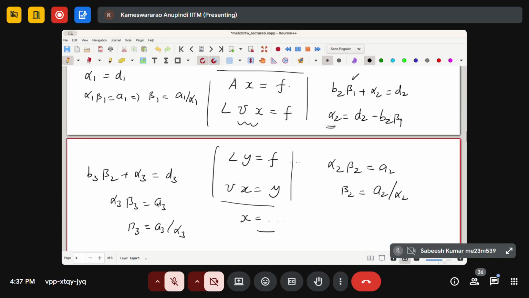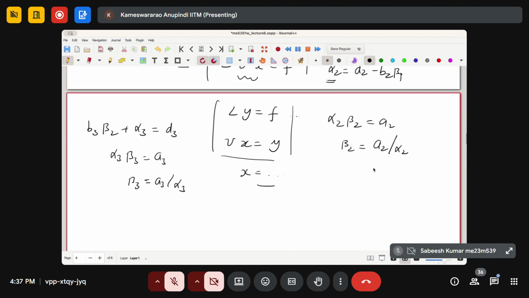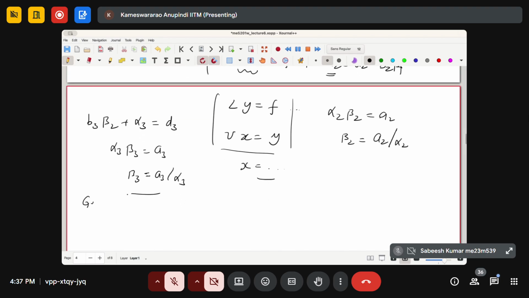That means I can start with alpha 1 equals D1. Then my beta 1 would be equal to A1 by alpha 1. Then once I have beta 1, I can calculate alpha 2 as D2 minus B2 beta 1. And then again, my alpha 2 is this thing and so on. That means I can generalize this.